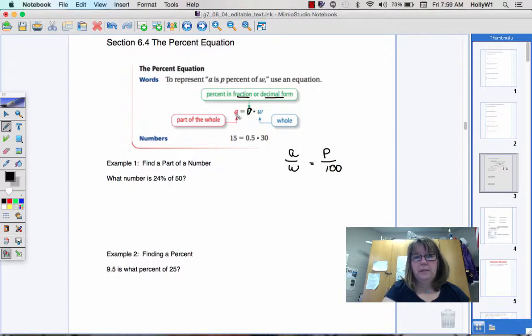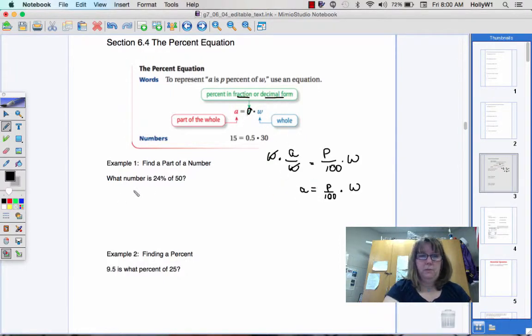So I want this to be a single line, and this is a ratio. So I'm going to multiply both sides by W, and these end up algebraically crossing out, right? Because W divided by W is 1, because they can't be different numbers. So we end up with the part is equal to the percent, and leave it over 100 so you think of it as a fraction, times the whole. Or in the case that they write it, A is equal to the percent times the whole, where the percent is in fraction or decimal form.